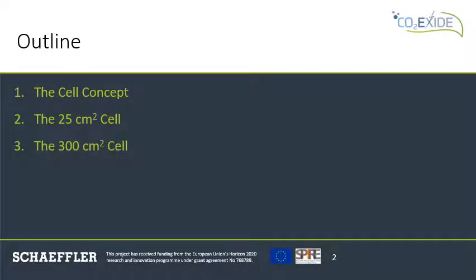Let's start with the outline. At first, the generic CO2EXIDE cell concept will be presented. In a second step, the small size cell with 25 square centimeter active area will be shown. This cell was thought to gain first experiences with the construction principles and with the material selection. In the third step, the large size cell with 300 square centimeter active area will be explained. This cell shall be a part of the demonstrator unit.